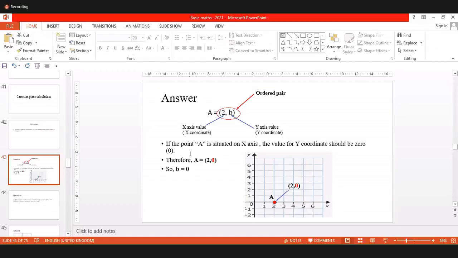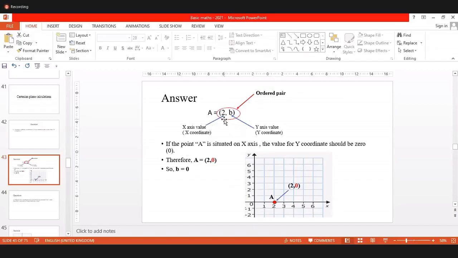Y-axis 0. If the point A is situated on the x-axis, the value of the y coordinate should be 0. Yes or no? Yes, sir. Otherwise, it is not possible for you to keep it on the x-axis. You got the point? Yes. So we have already studied this one.